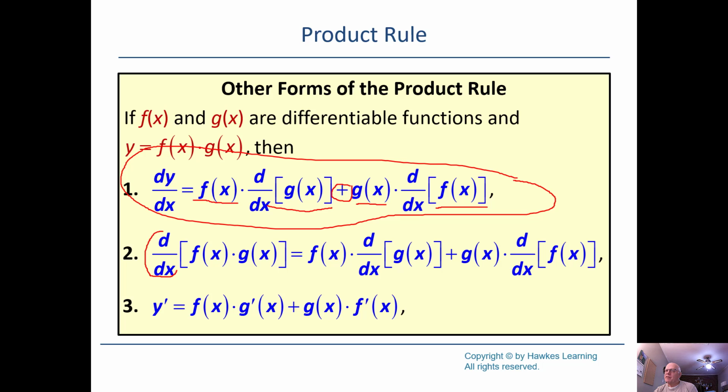This just uses different notation. This says take the derivative with respect to x. And the derivative is of a product of two functions. And there's the first function, derivative of the second. Second function, derivative of the first.